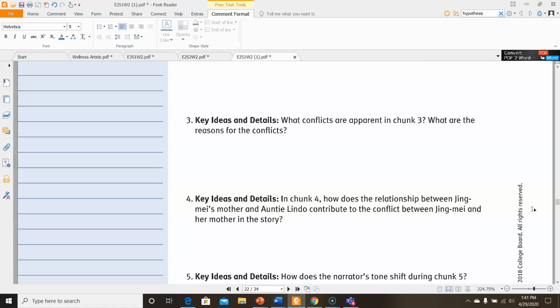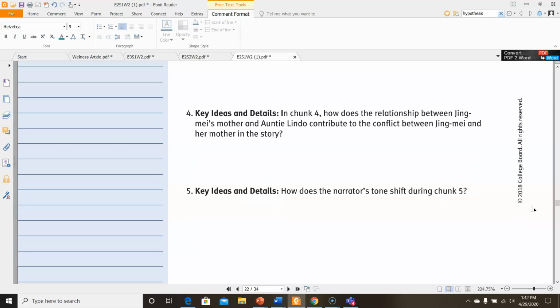So for number 3, what conflicts are apparent in chunk 3? What are the reasons for the conflicts? So in chunk 3, you're going to go back, look at that area, and look for any and all conflicts, and then explain what the reasons are for those conflicts.